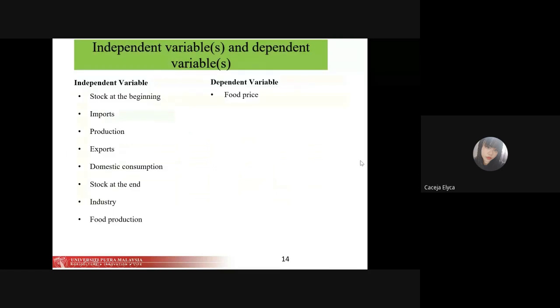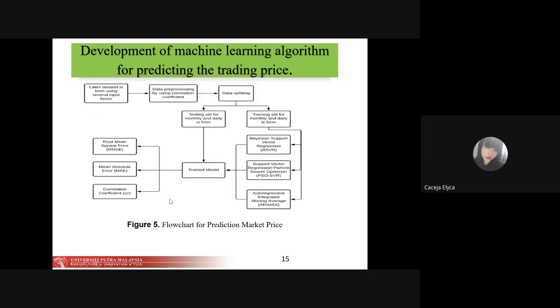And other than the food price, we will use other kinds of factors that affect the food price. For example, stock at the beginning, imports, production, export, domestic consumption, stock at the end, industry, and food production. So this is my first trial in trying to predict the trading price.